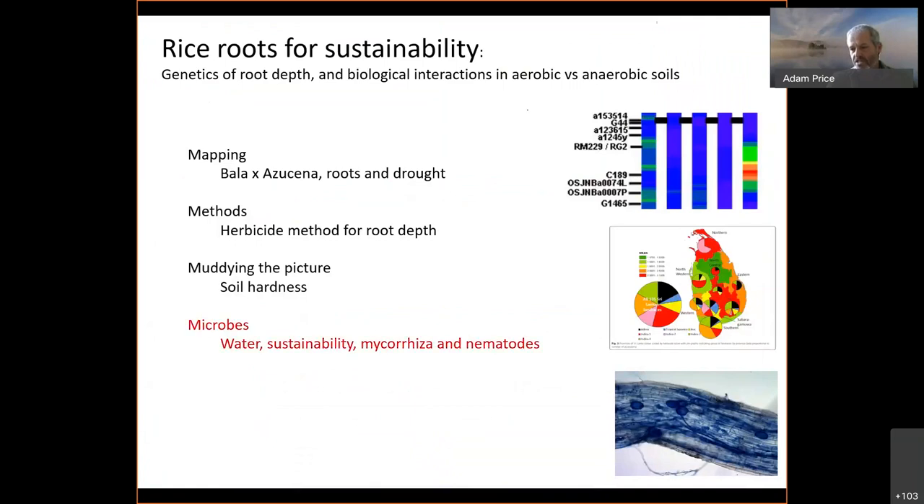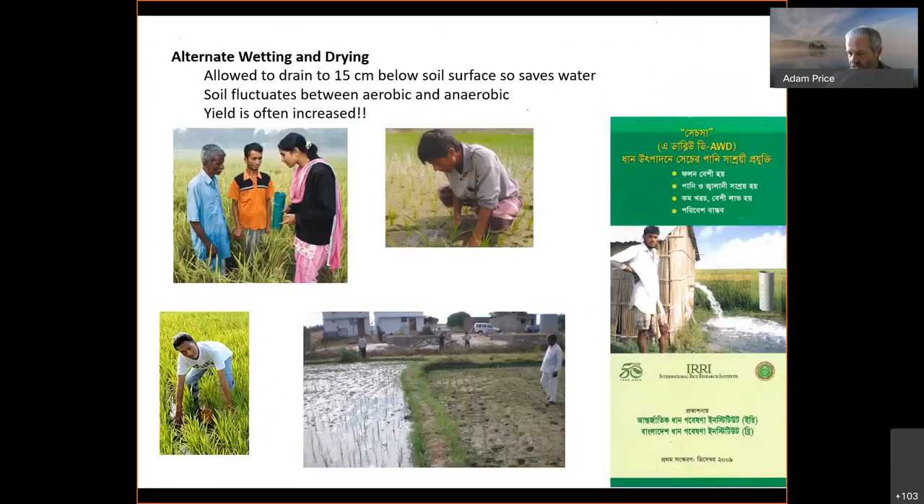And the final thing I want to mention is microbes and sustainability and water, because for the last 10 years, really, we've moved away from looking at drought and moved into studying alternate wetting and drying. This is a really beautiful technique in which the farmer allows the soil to drain instead of having it flooded all the time. They allow it to drain, and it's good because you use less water, so it's more sustainable in that sense. It's brilliant because you get less methane production.